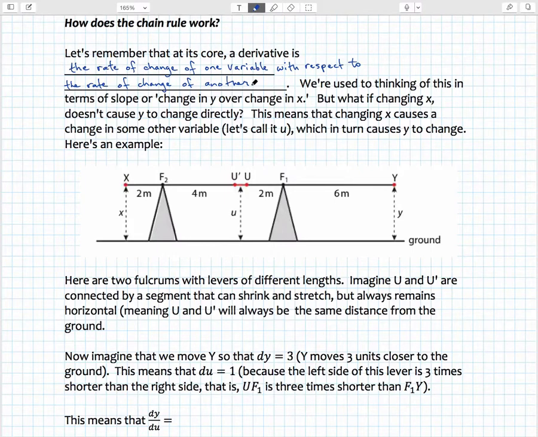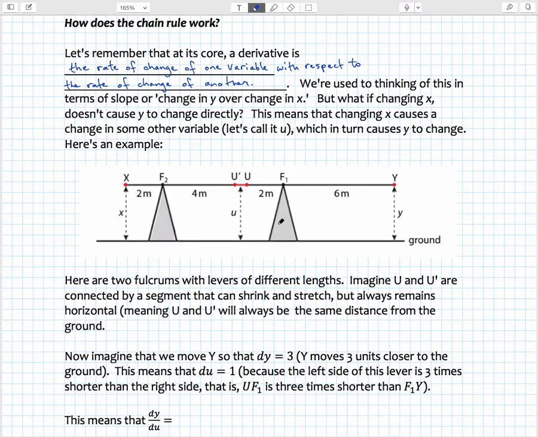We observe the change in one and then observe how that affects the change in the other variable. But what if changing x doesn't cause y to change directly? In other words, what if changing x caused a change in some other variable? We're going to call it u, and then that variable in turn caused y to change. So let's look at this example to find out.